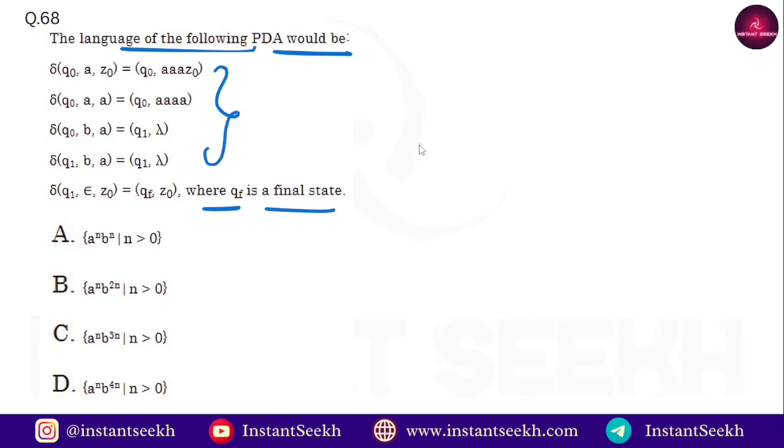Let's try to interpret. From Q0, upon seeing an A with Z0 on the stack, it pushes 3 A's onto the stack. Next, from Q0, upon seeing an A with an A on the stack, it pushes 3 A's onto the stack again.